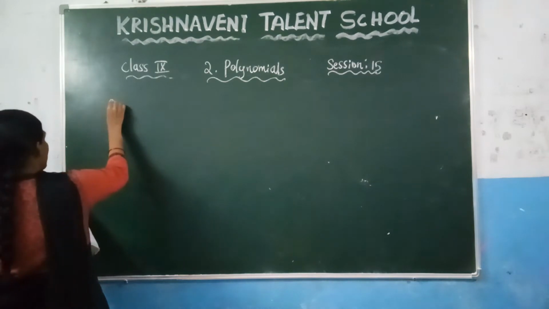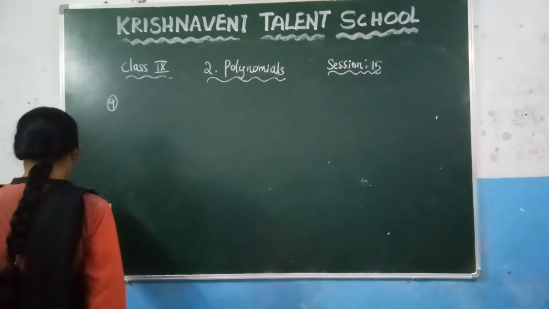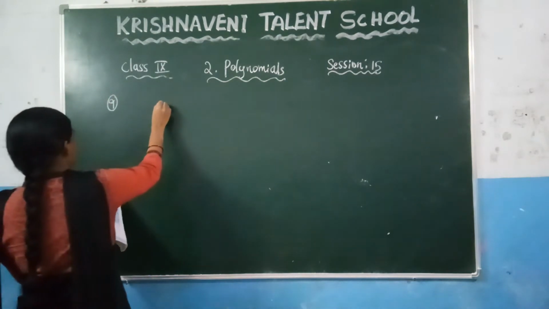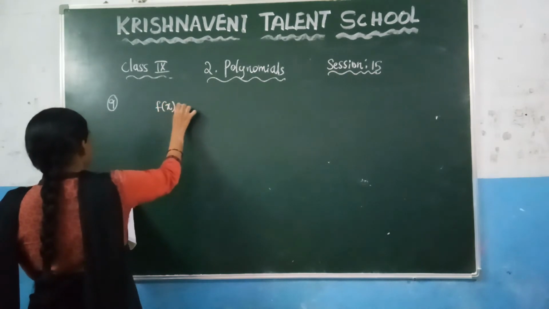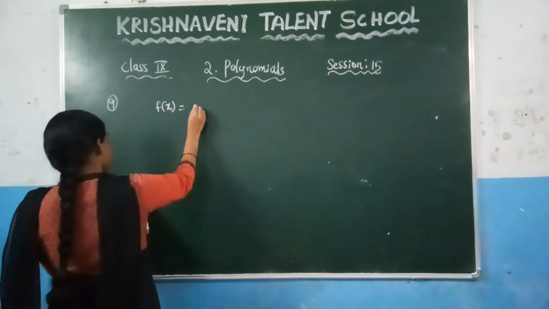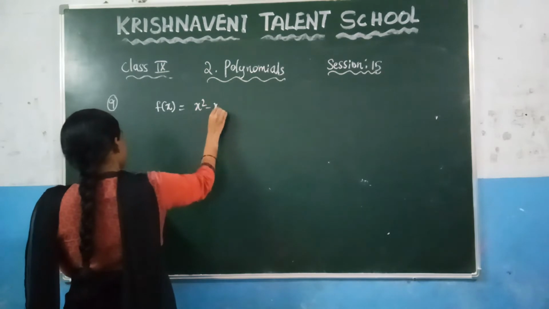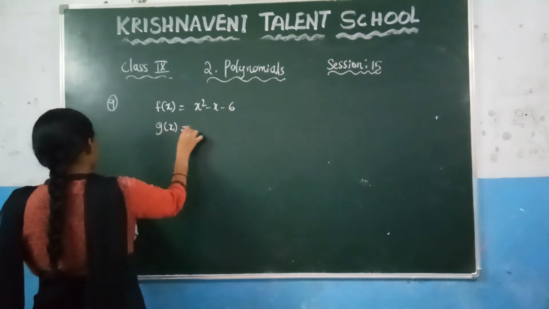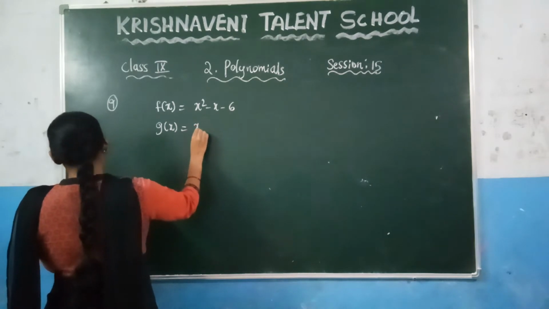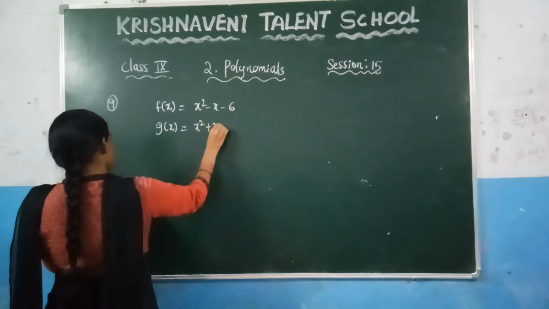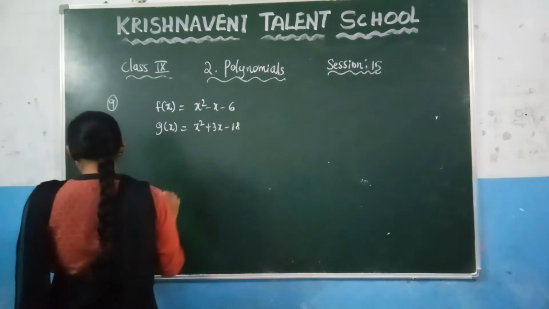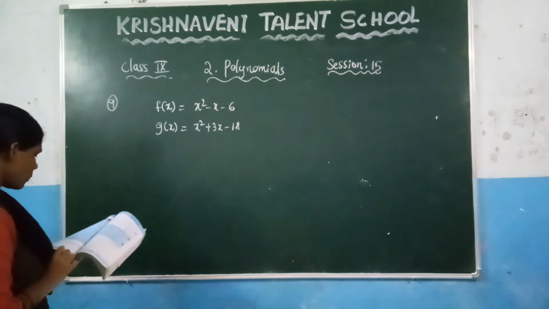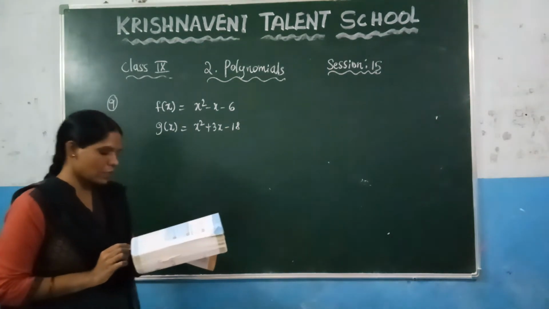Ninth question, you can observe that it is similar to that of the 8th question. What are the polynomials given here? Let us consider one polynomial as f of x, which is x squared minus x minus 6. And one more polynomial, let us consider it as g of x, which they have given as x squared plus 3x minus 18. And they said that again these two polynomials have a common factor x minus a.